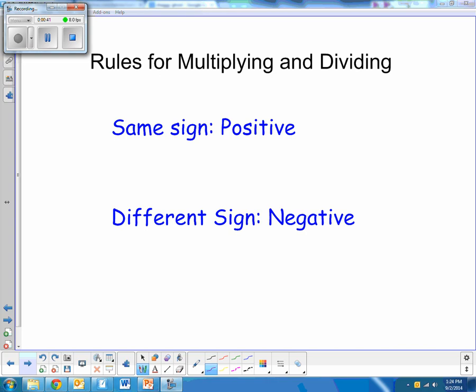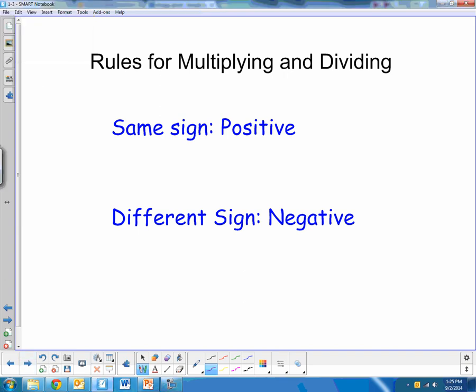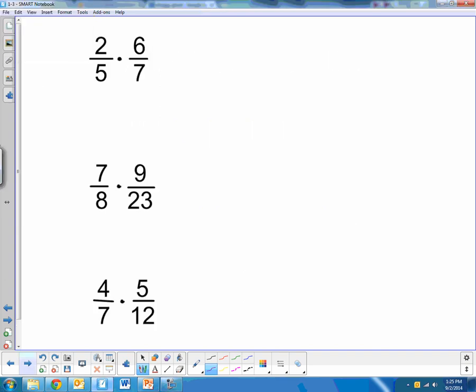For multiplication and division, same sign, positive. For multiplication and division, different signs, negative. And be very careful to not mix that up with your addition rules. We're going to look at some examples here.